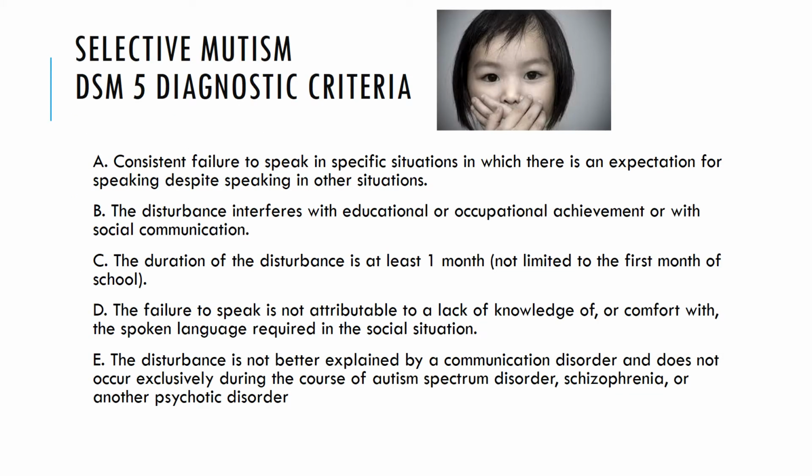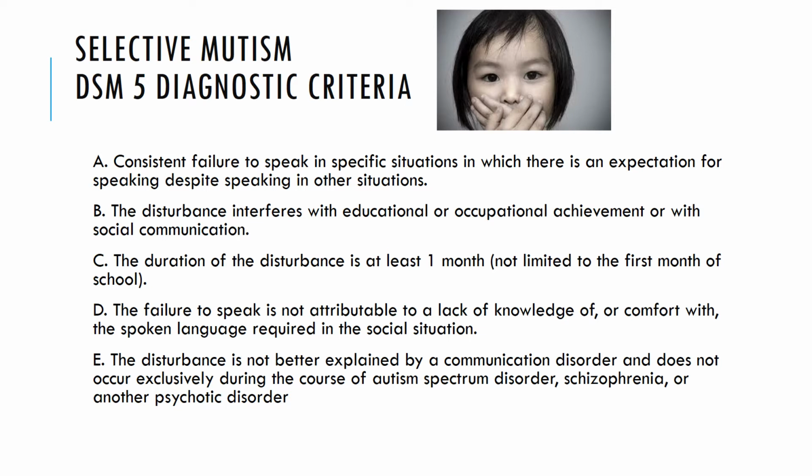So selective mutism. The DSM-5 diagnostic criteria for selective mutism: consistent failure to speak in specific situations in which there is an expectation for speaking despite speaking in other situations. So these are kids that maybe talk at home but won't talk in school, or vice versa. The disturbance interferes with educational or occupational achievement or with social communication. The duration of the disturbance is at least 1 month, and it's not limited to the first month of school.